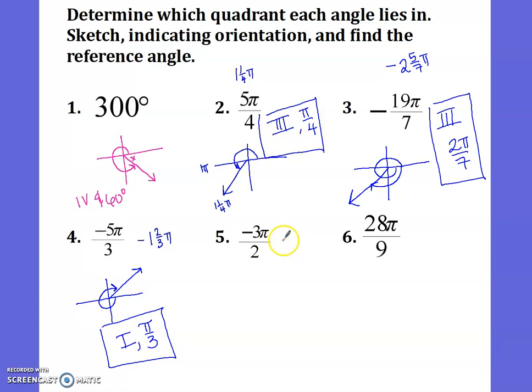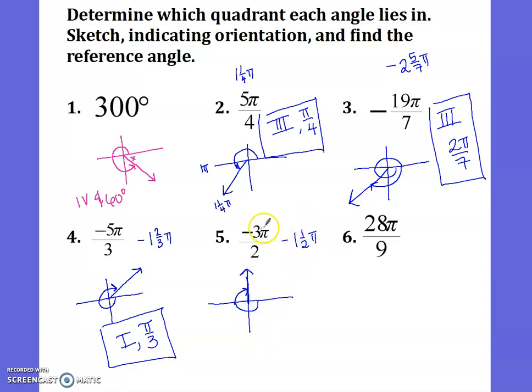Now for number 5, we have negative 3 pi over 2. So that's negative 1.5 pi. Okay, so we're still going in the negative direction. So here's negative 1, 1/2. This is exactly a half. That means I'm going to fall on the y-axis.